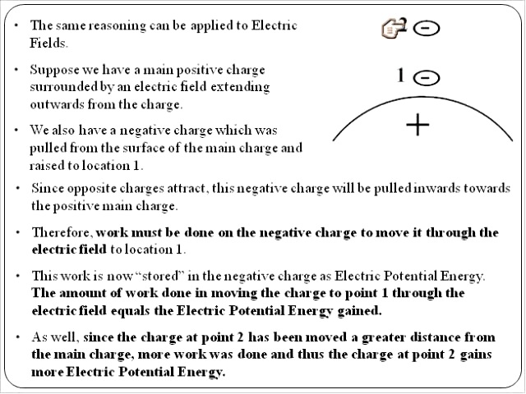So at point 2, it has more electric potential energy than it has at point 1 because we had to do more work to move it there. In other words, we had to exert more force to move it a greater distance, etc. So that is a difference in electric potential energy.